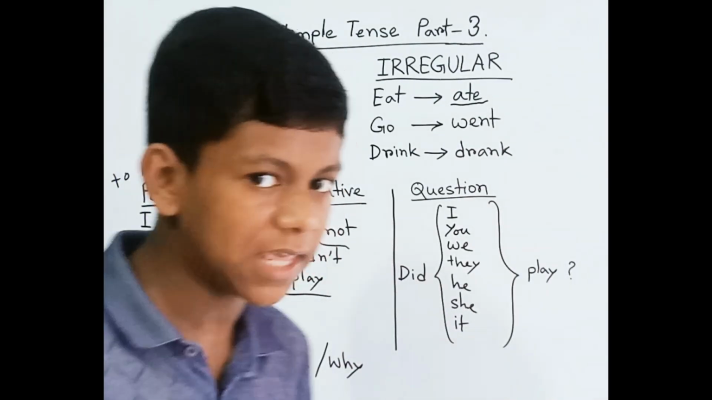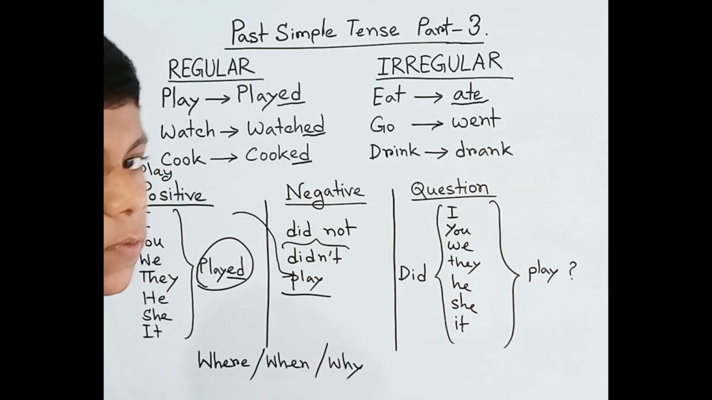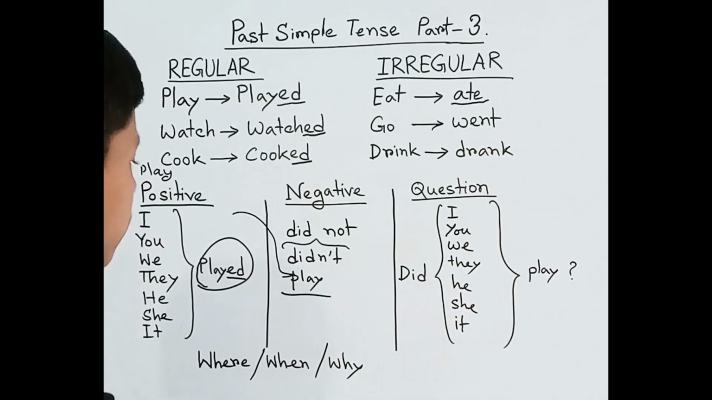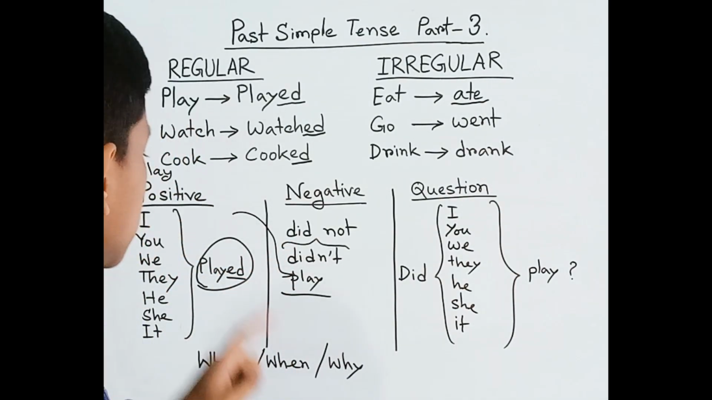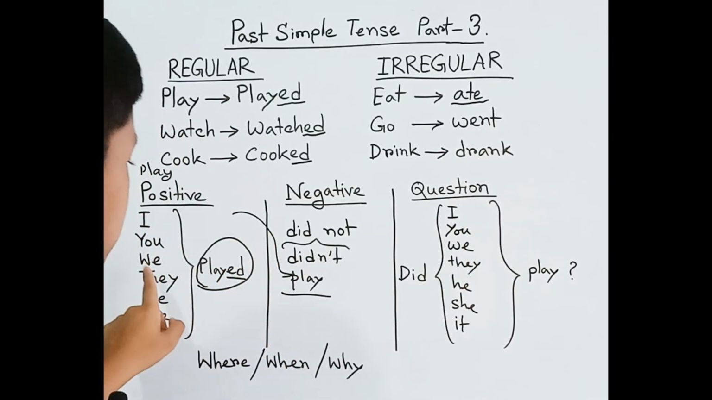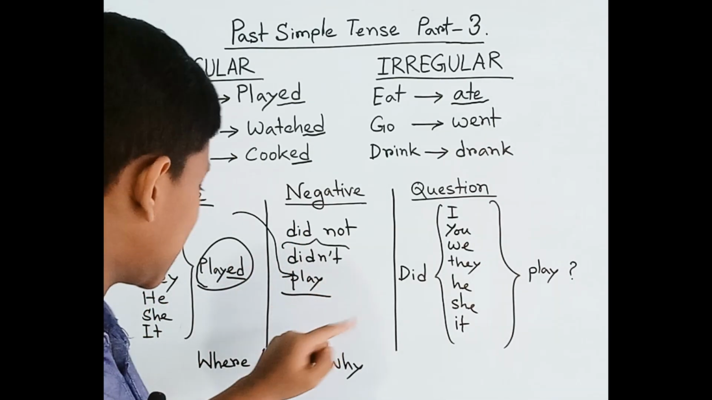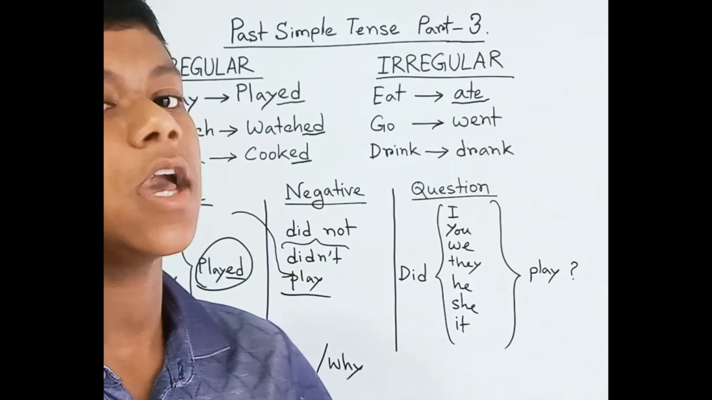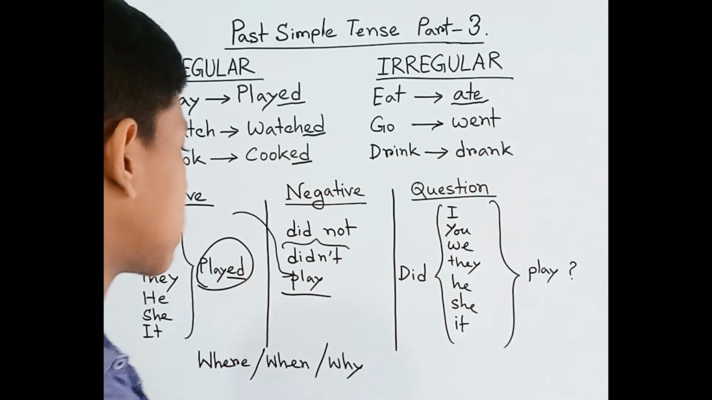So we can say simply, just look at the positive section. If you look at the positive section, then you can understand the negative. So here we can say: I didn't play, you didn't play, we didn't play, they didn't play, he didn't play, she didn't play, it didn't play. Okay, it can be my name, Arjon didn't play, Korim didn't play. It will be the same only for the negative.